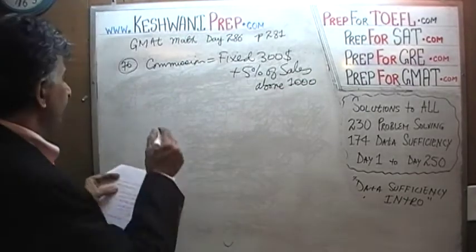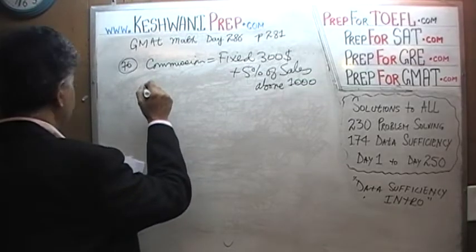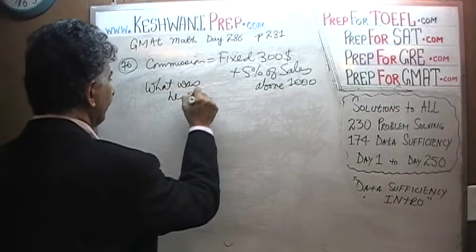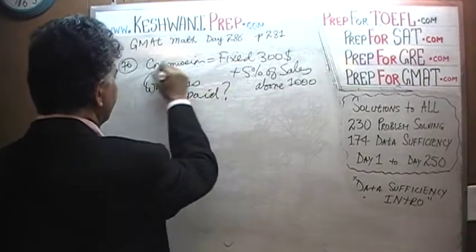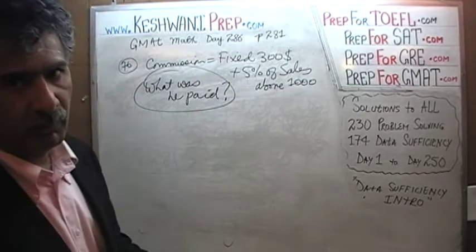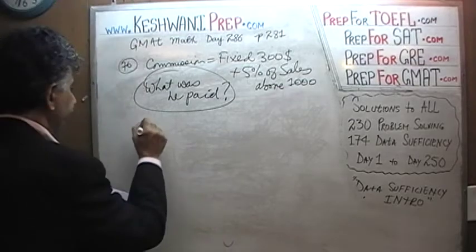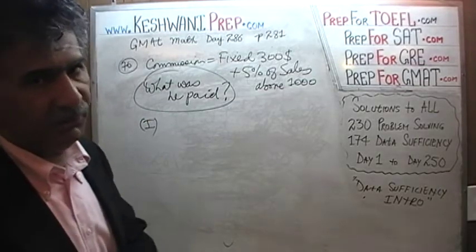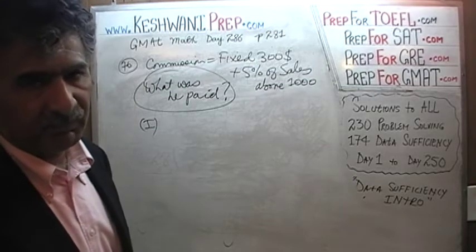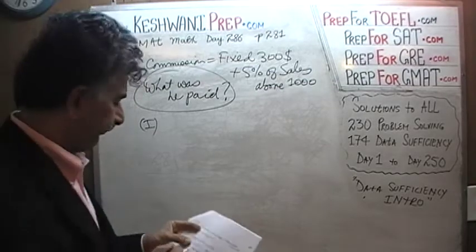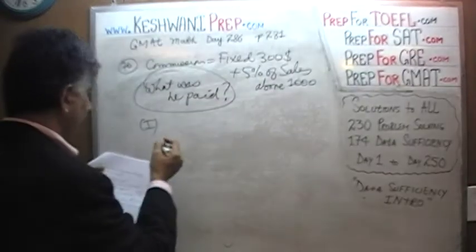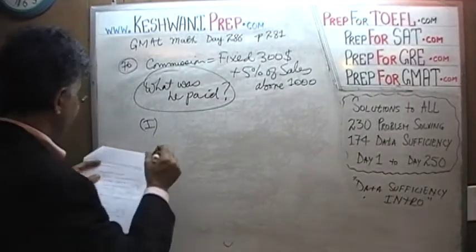The question is, what was he paid? That's it. Very simple, very straightforward question. This is not going to be as nasty as the last one. It's a simple arithmetic problem, a simple algebra problem. As you can tell, it's what was he paid. It's simple numerical work, and that's all it is.